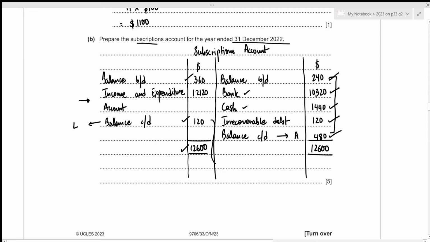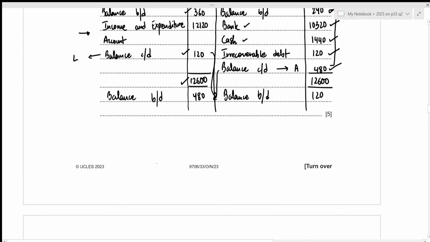Also remember that you need to show your closing balances as the opening balance for next period on the opposite side. So this will go here. That's balance brought down of 120. This will go towards the opposite side. So that will be 480 as balance brought down. That's all for the second part.